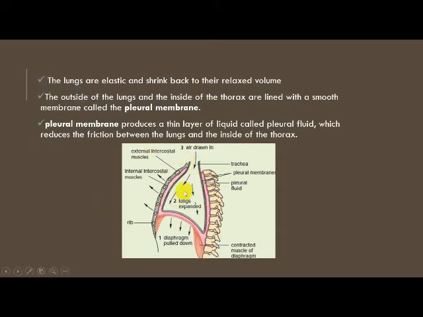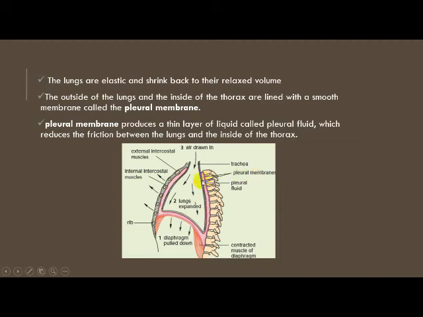It means that while our lungs are increasing in size, friction might happen, like bones can damage the lung structure, but there is a fluid which prevents this friction, okay, and this fluid is secreted from the pleural membrane.